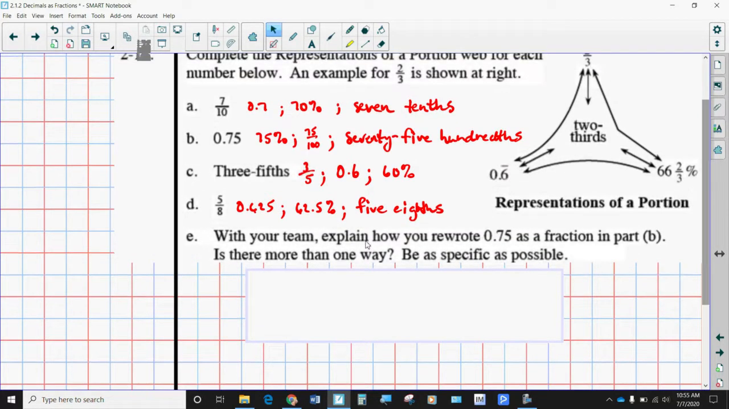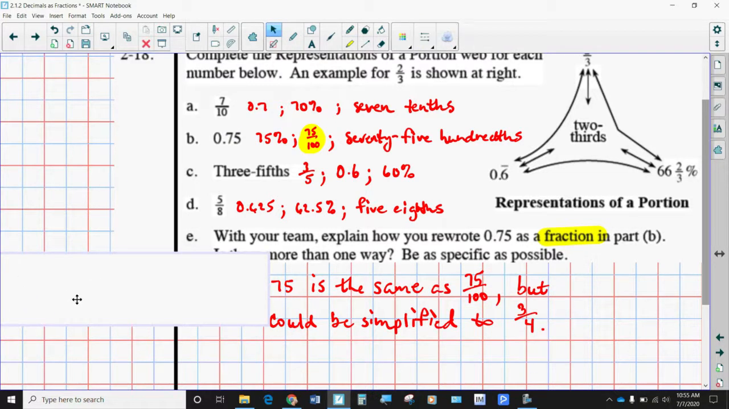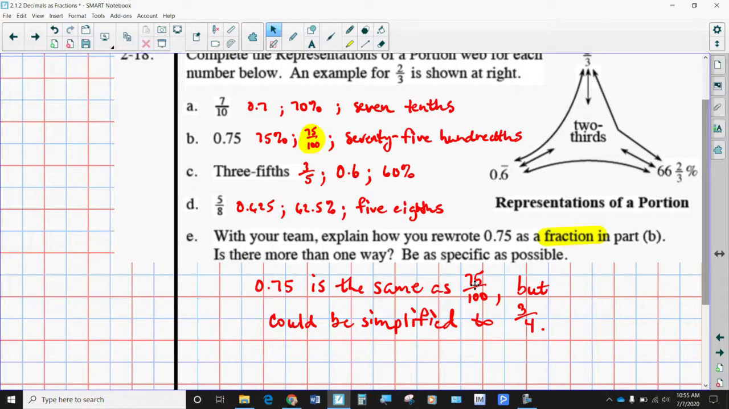Now, let's go back to problem B. Explain how you rewrote 75 hundredths as a fraction. Is there more than one way to do it? Is there more than one fraction that can be used here to represent this decimal number? And the answer is yeah, absolutely. 75 hundredths is 75/100, but you could also simplify that fraction. So you could call it 3/4, 6/8, 30/40. There are an infinite number of equivalent fractions, but I would always go with the simplest version of it, which would be 3/4.